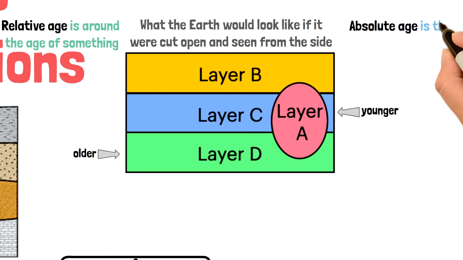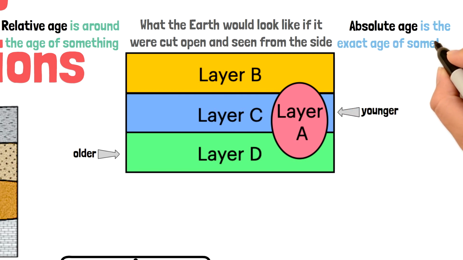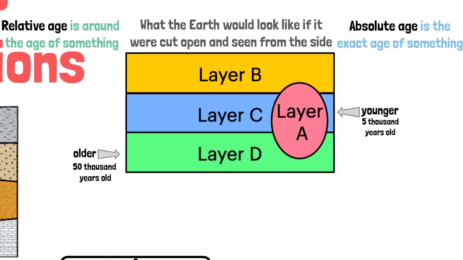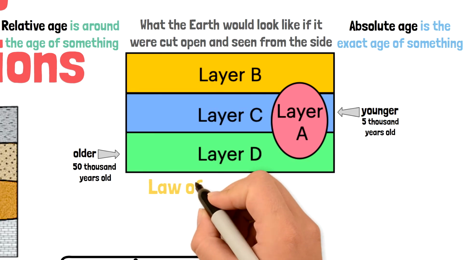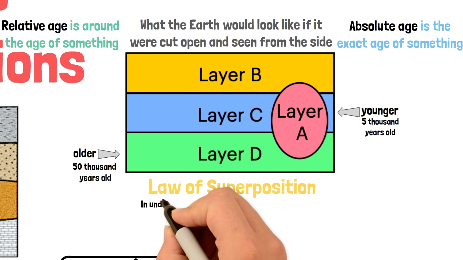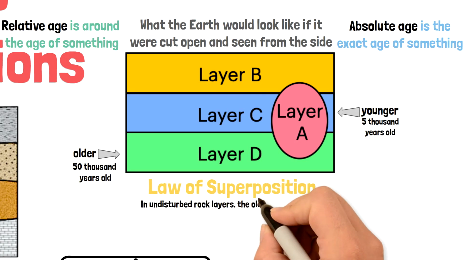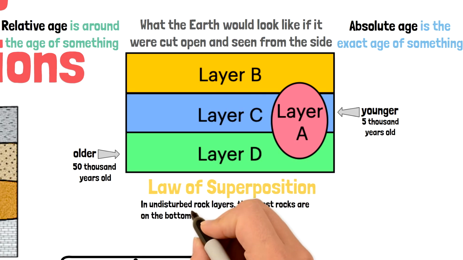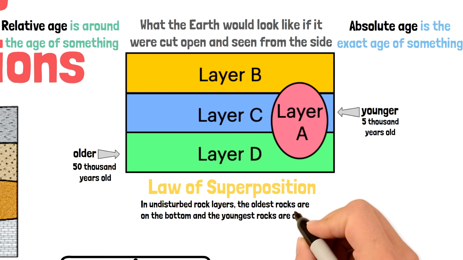Absolute age is the exact age of something. For instance, if we were to say that layer D is 50,000 years old and layer A is 5,000 years old, we would be describing the absolute age. When we look at a geologic cross-section, the first thing that we'll look at is the law of superposition. The law of superposition says that in undisturbed rock layers, the oldest rocks are on the bottom and the youngest rocks are on the top.